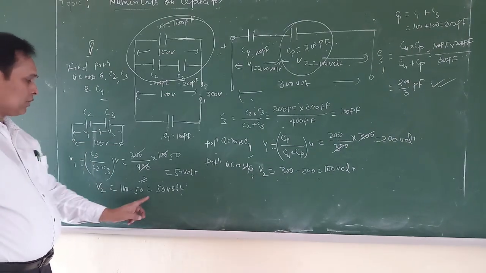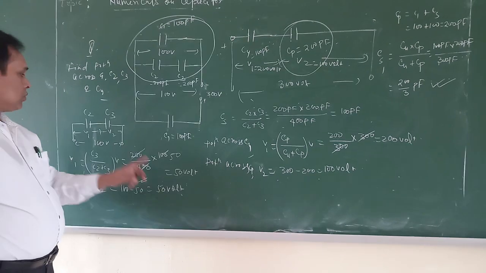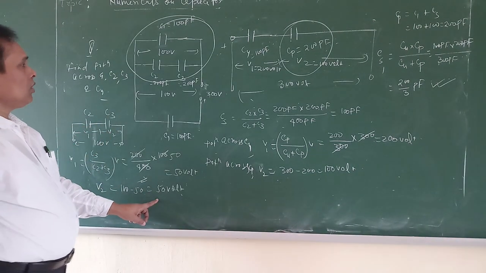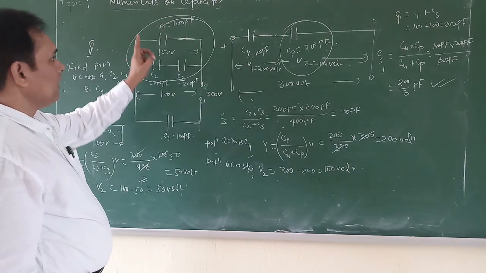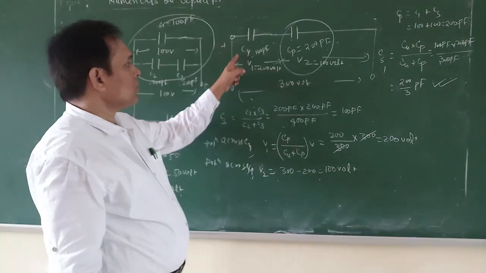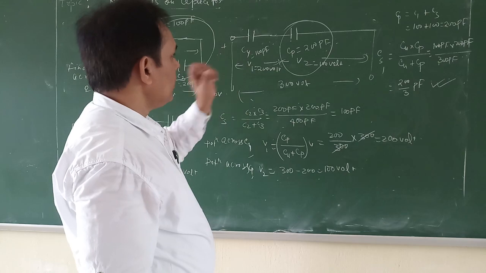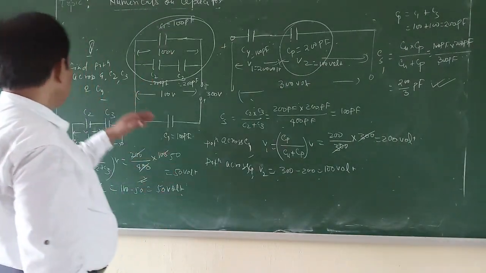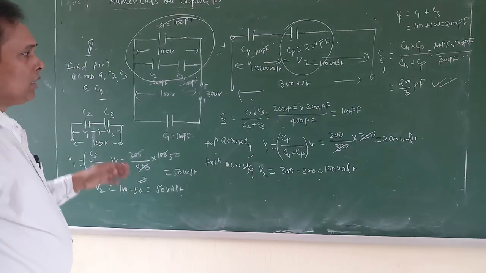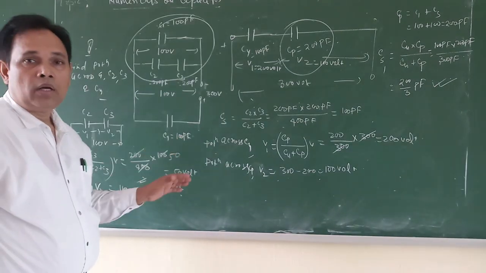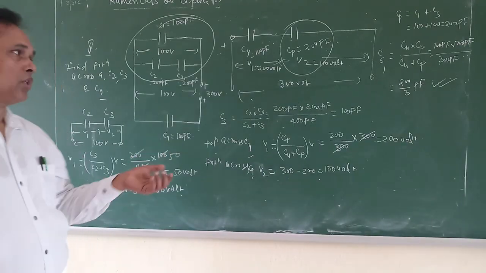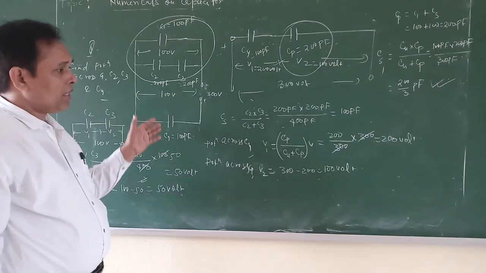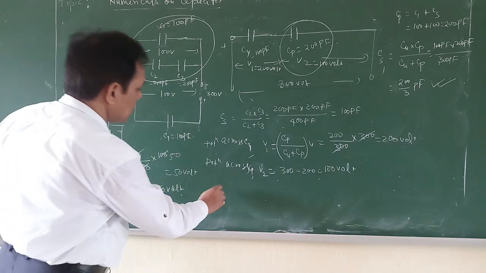So this is 100 minus 50 volt. So potential across C2 and C3 is also 50 volt. Potential across C1 you are getting 100 volt. Potential across C4 you are getting 200 volt. Potential across this one you are getting 100 volt. So potential across all these capacitors you will get by this process. And after that, if you have the potential and the capacitance, you can find out the charge.